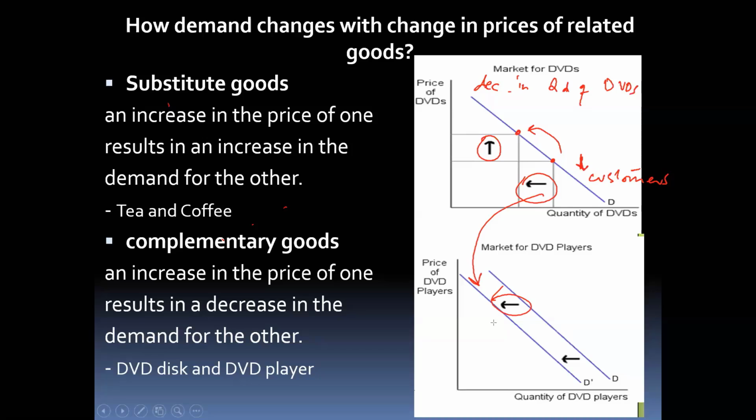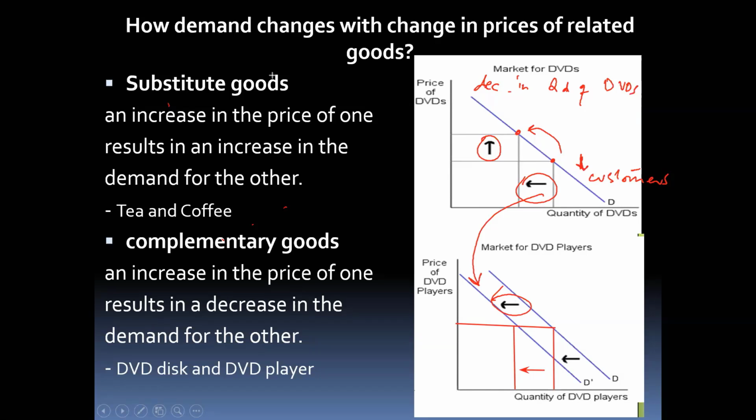So what does it mean? It means that for a particular price of DVD player, people will buy fewer DVD players because they are not buying DVD discs either. So if there is a fall in quantity demanded of DVD discs because of an increase in price, then there will be a fall in demand of DVD players, because both are complementary goods.